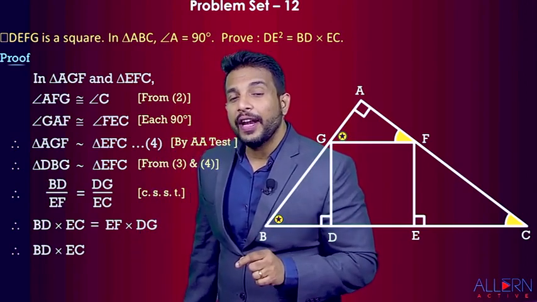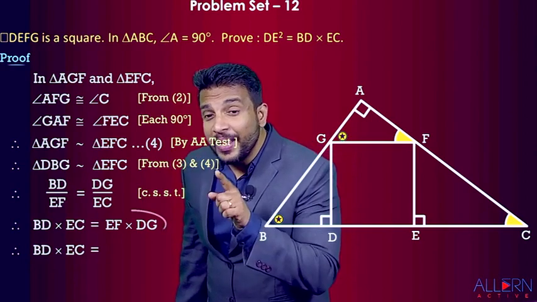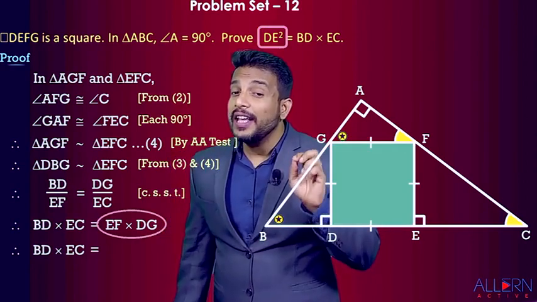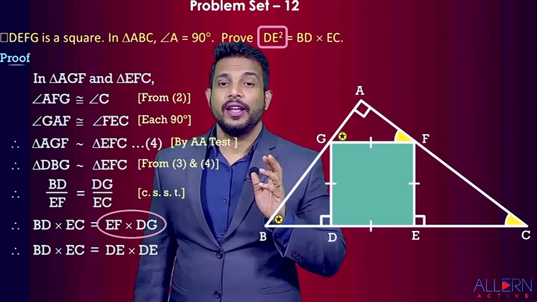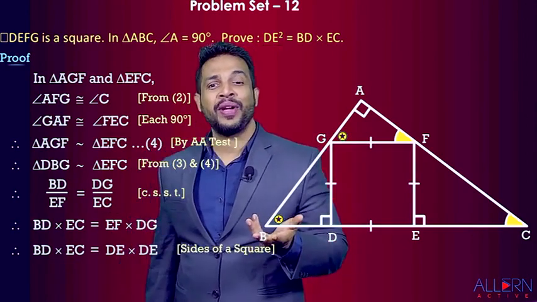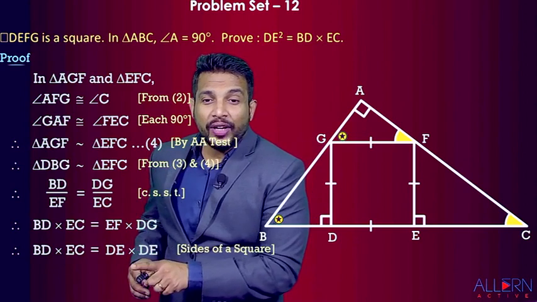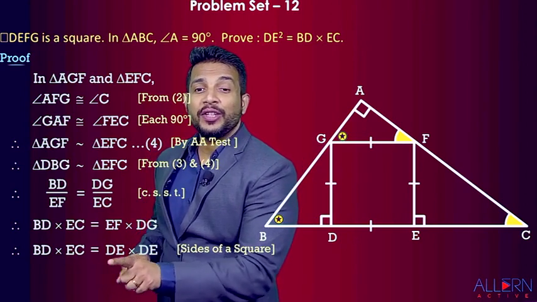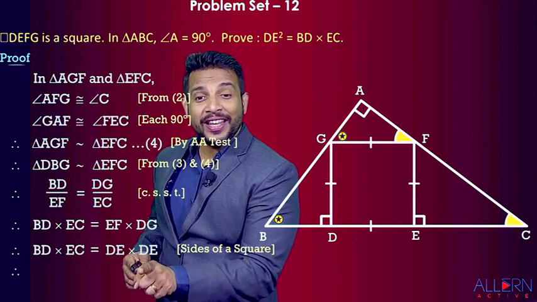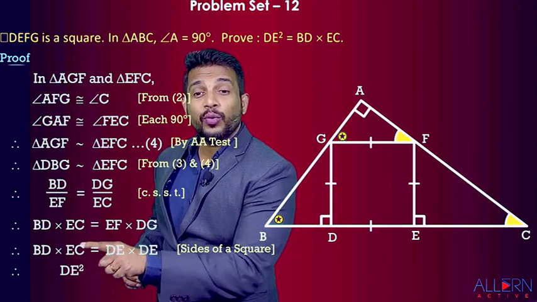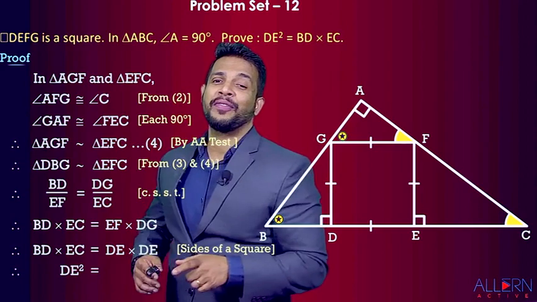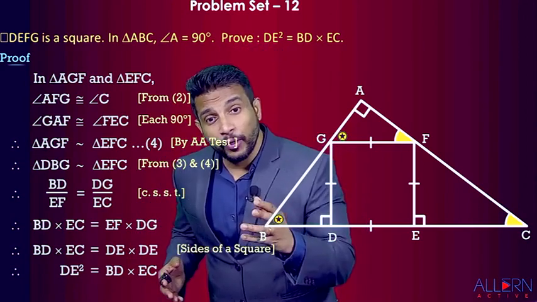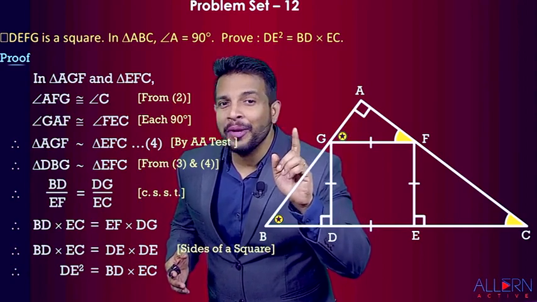In the next step, we write BD into EC as it is. EF will be replaced by DE, and DG will also be replaced by DE, right? Why? Because they are the sides of a square. Now we got it. Now we know D into D is how much? D square, and that is equal to BD into EC. So we can write the last step there. D into D, that is D square, is equal to BD into EC. We got the proof. Was that easy? A beautiful sum, a very, very important sum, student.